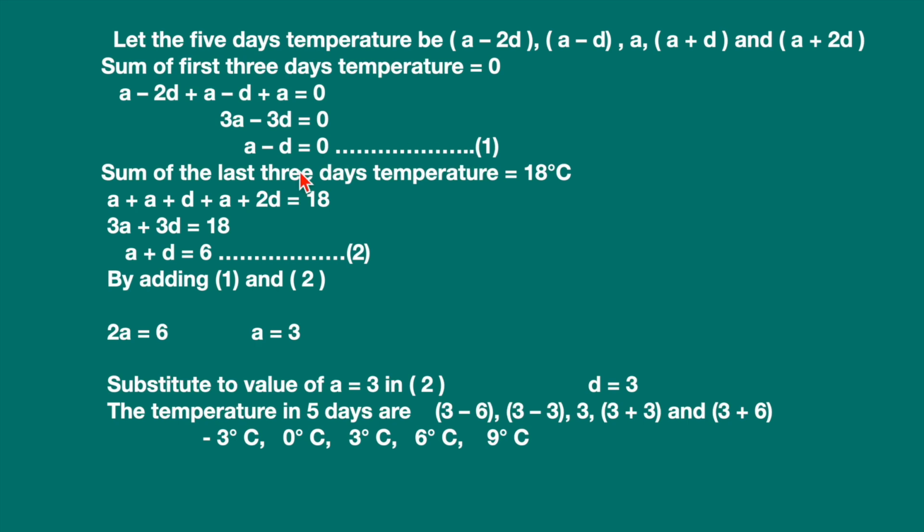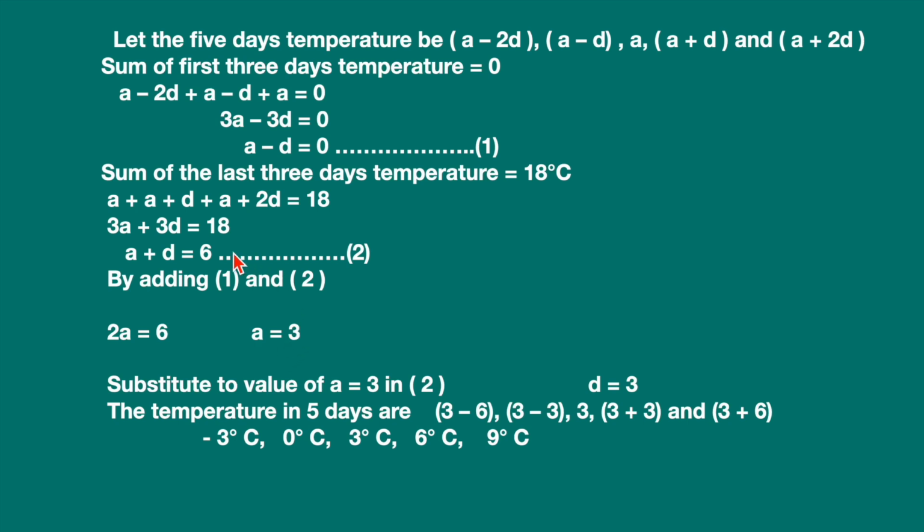First equation. The sum of the last 3 temperatures is equal to 18 degrees. Last 3 means A plus D plus A plus 2D. So here it is equal to 18. Simplify, you will get A plus D is equal to 6. Now add these 2 equations, first and second. The D will get cancelled. You will get 2A is equal to 6. That means A is equal to 3.